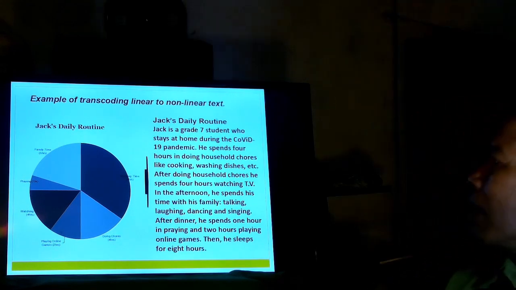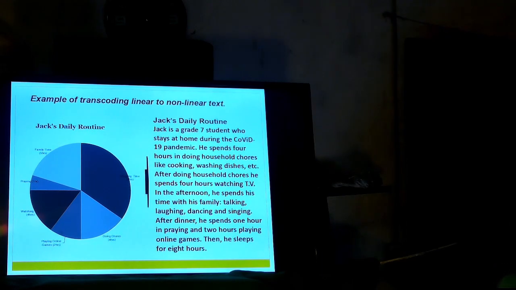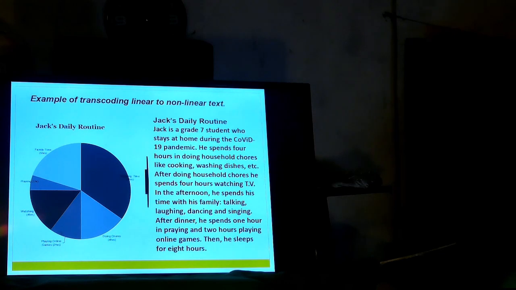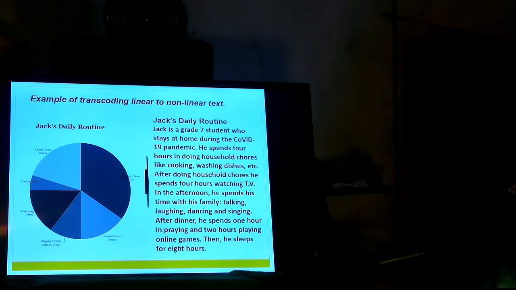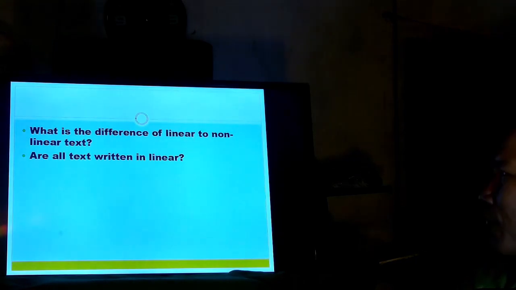Let's read. Jack's daily routine. Jack is a grade 7 student who stays at home during the COVID-19 pandemic. He spends 4 hours doing household chores like cooking, washing dishes, etc. After doing household chores, he spends 4 hours watching TV. In the afternoon, he spends his time with his family, talking, laughing, dancing, and singing. After dinner, he spends 1 hour praying and 2 hours playing online games. Then he sleeps for 8 hours.